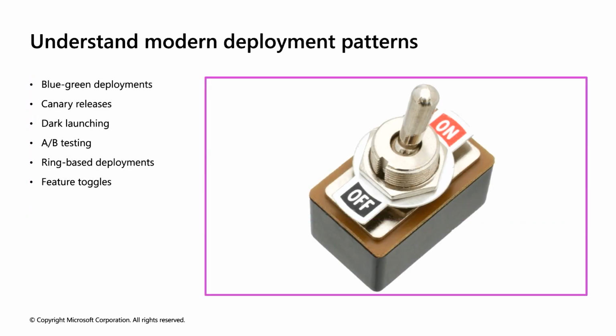So let's talk about modern deployment patterns that have transformed how organizations release software. These approaches, like blue-green deployments, canary releases, dark launching, A/B testing, ring deployments, and feature toggles, are designed to make releases safer, more flexible, and more responsive to user needs. Unlike traditional methods, these patterns help teams minimize risk, test new features with real users, and quickly roll back changes if needed. Think of these patterns as a toolkit for modern DevOps teams. Each method offers unique benefits, whether it reduces downtime, gathers feedback, or gradually exposes new features.